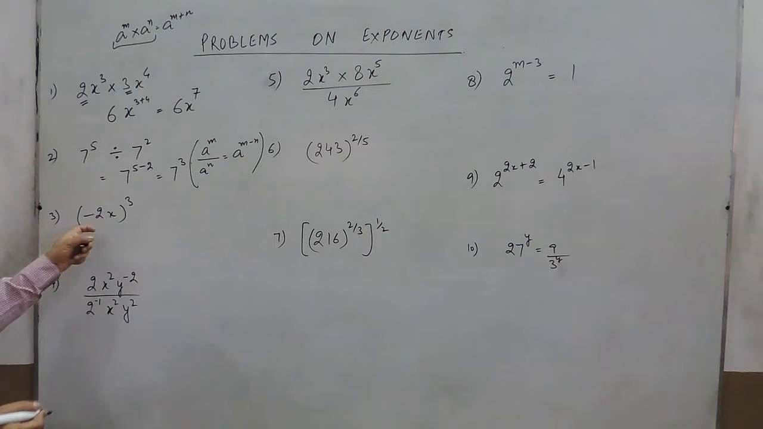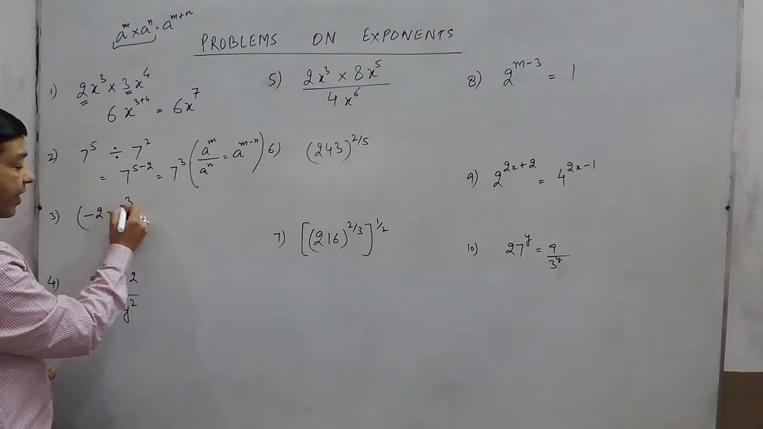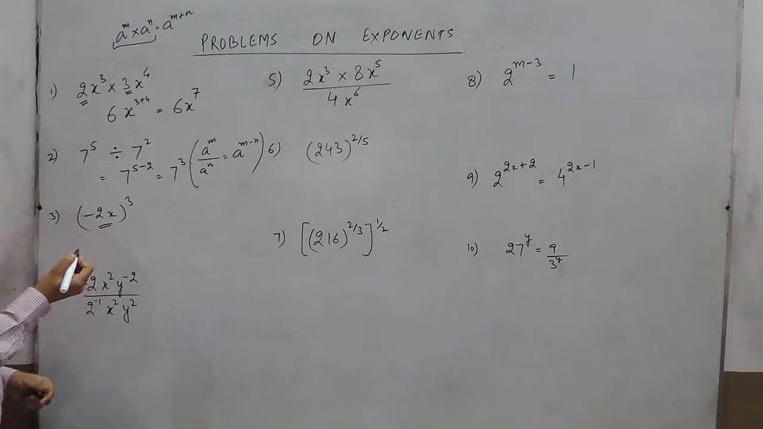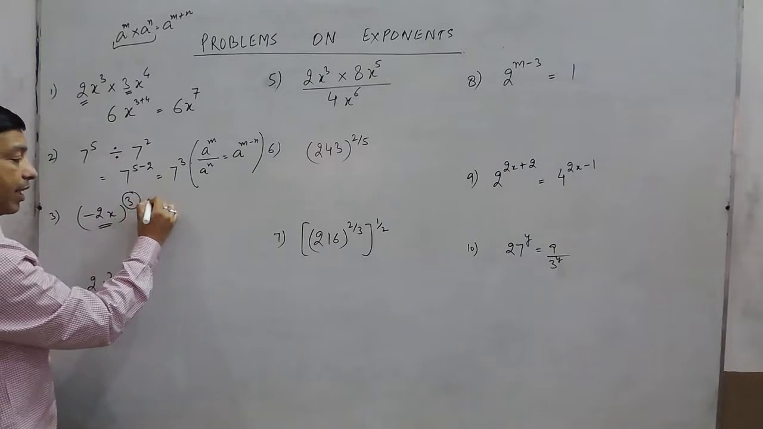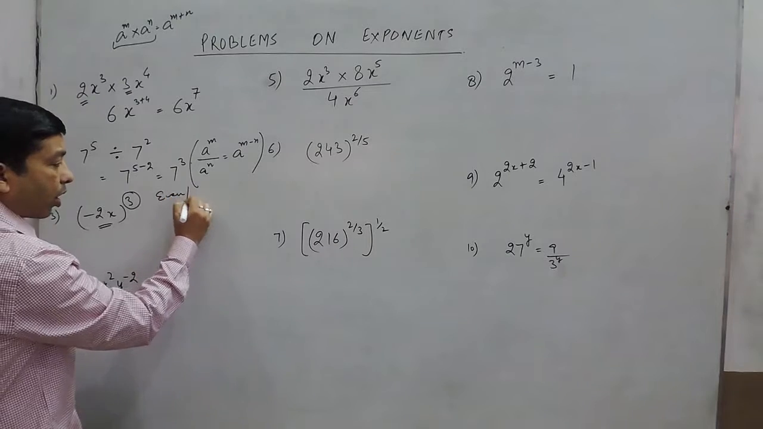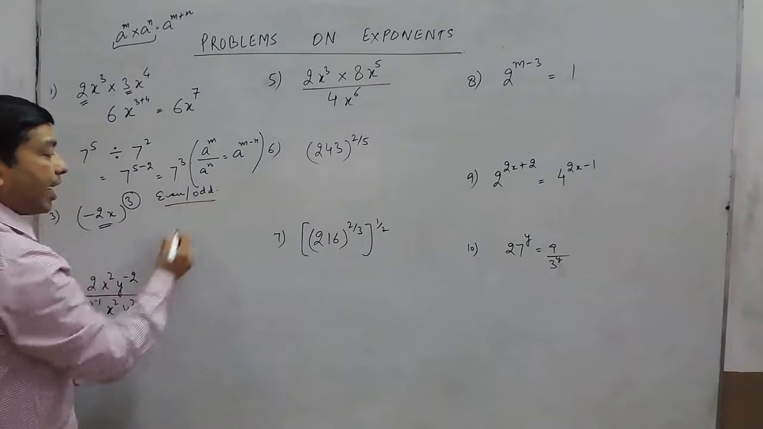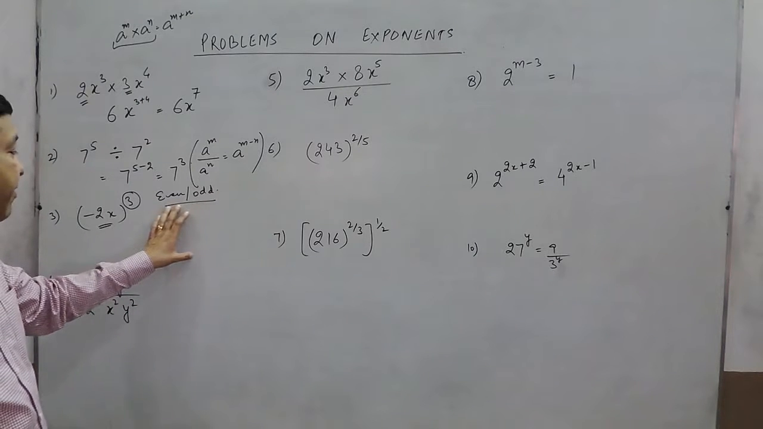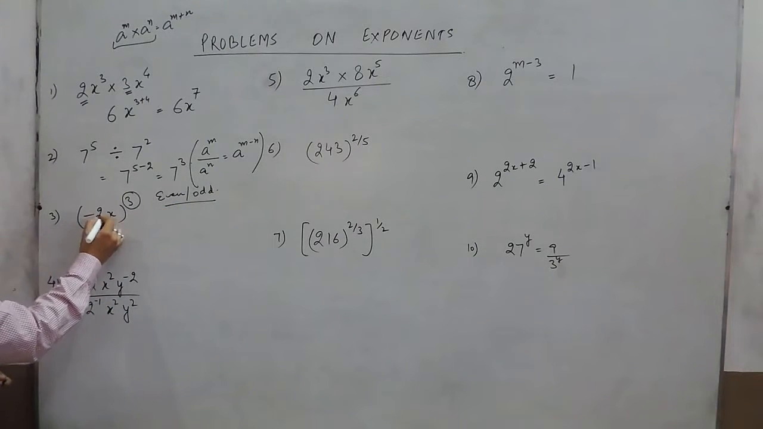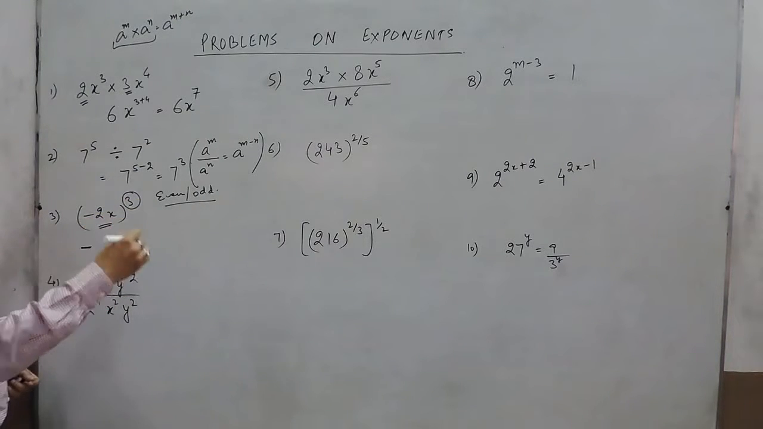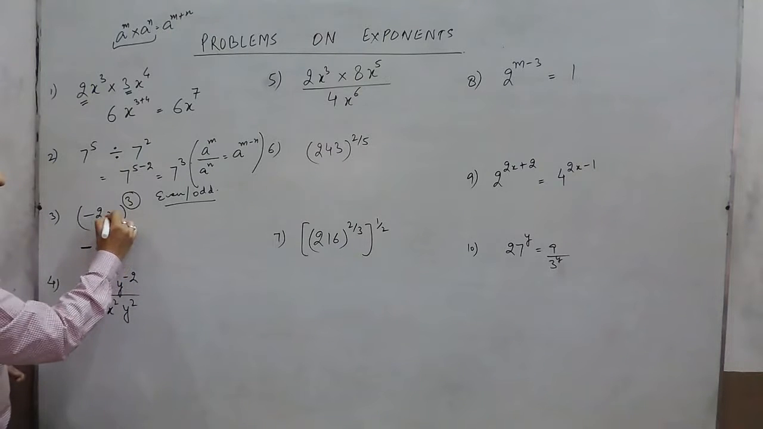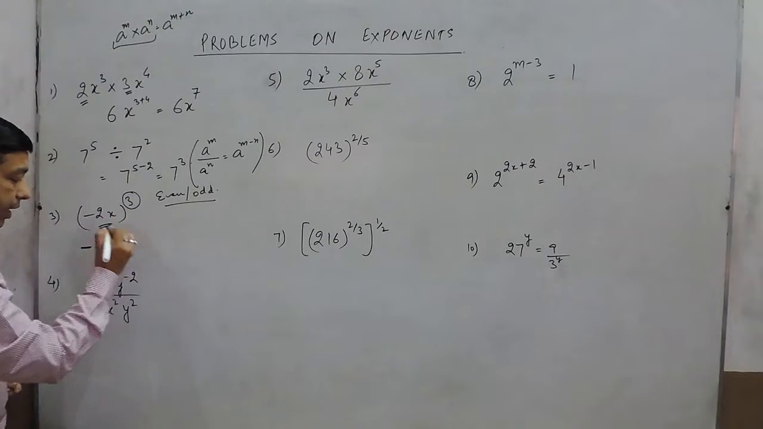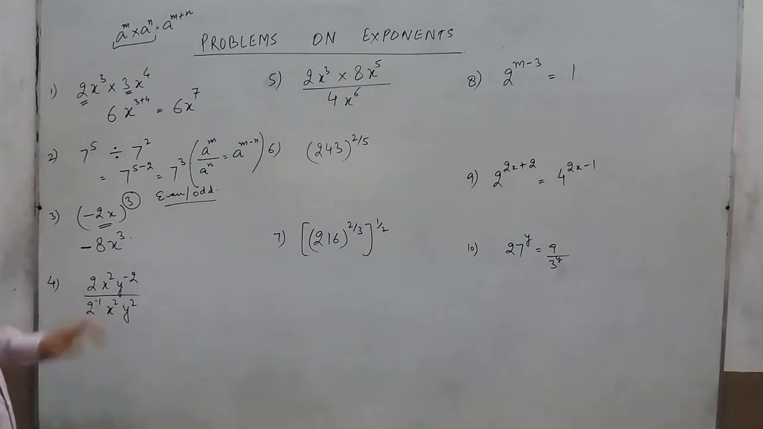Now the question is minus 2x whole to the power 3. Here it is very important, when the base is negative, to check whether the power is even or odd. Because if the power is odd, the answer has to be negative, and if the power is even, the answer has to be positive. Here the answer must be negative, and 2 cube means 2 multiplied by 2 multiplied by 2, which becomes 8. And x cube is basically the literal coefficient attached to this.